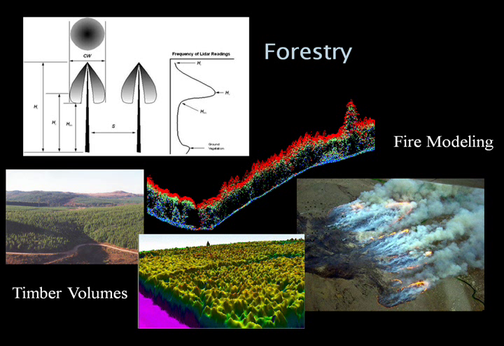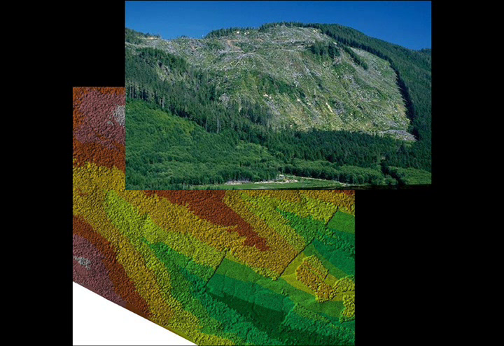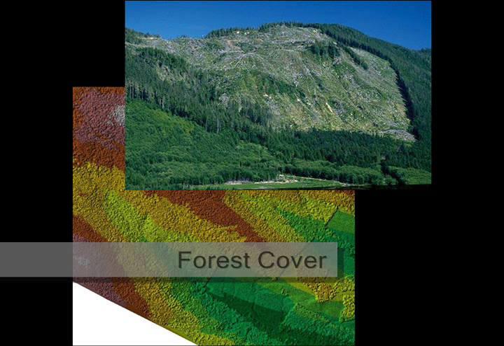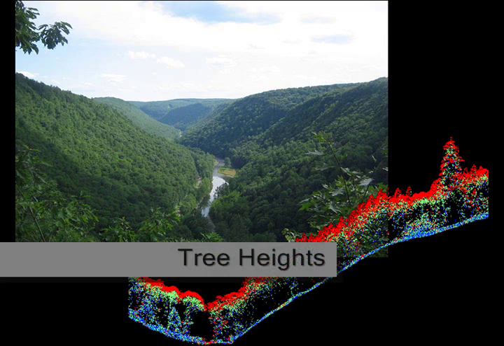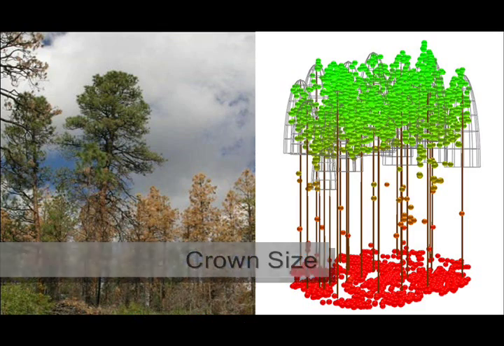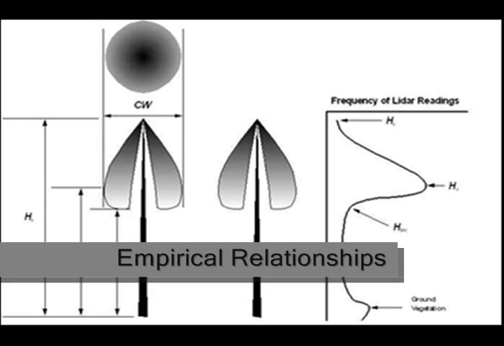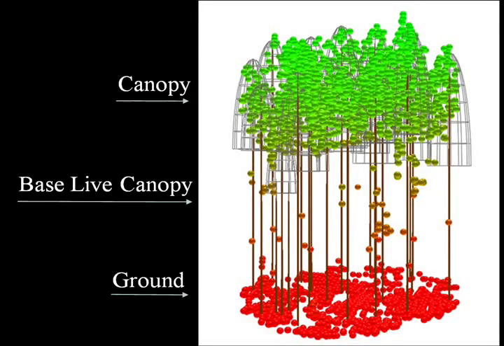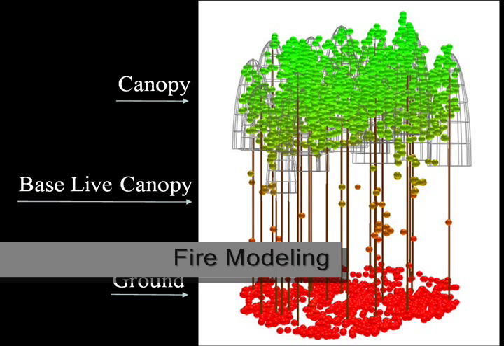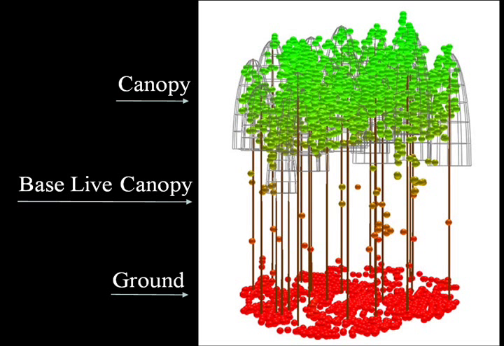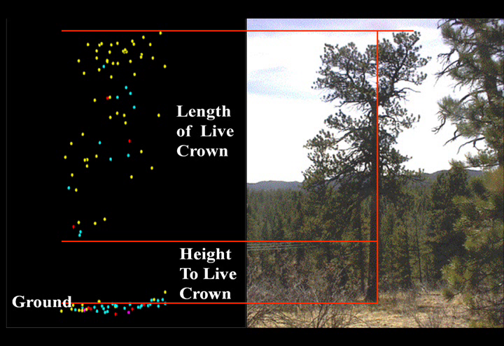LiDAR for forestry can be more expensive because it usually requires a relatively high point density to penetrate the forest canopy. LiDAR can aid in the calculation of timber volumes by providing accurate data on forest cover, tree heights, crown size, and spacing over large areas. Tree volumes can be calculated through empirical relationships based on these factors. Much of the same data is applicable to fire modeling in forests. For example, the height to the base of the live canopy in a forest is an important parameter for modeling fire risk. LiDAR can be used to estimate this height by classifying pulse returns from the forest canopy.